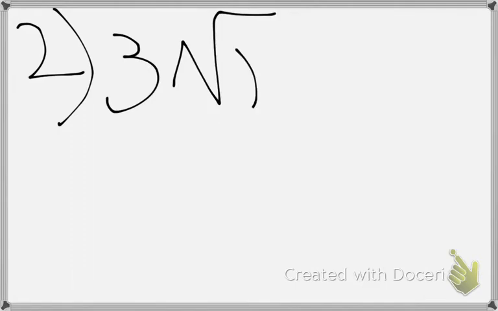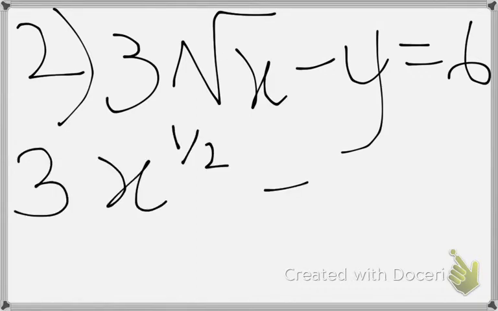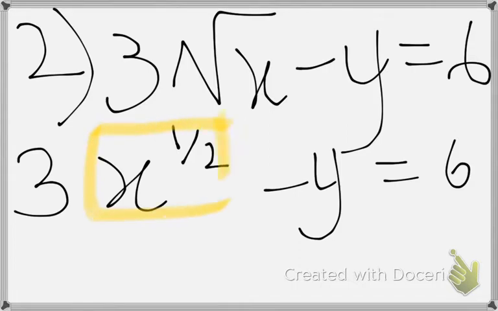A second example would be 3 root x minus y is equal to 6. Now root x actually means x to the power half, so 3 x to the power half minus y is equal to 6. Here you can see y is to the power 1, but x has a power of half. So that means it's not a linear equation because of this variable x.